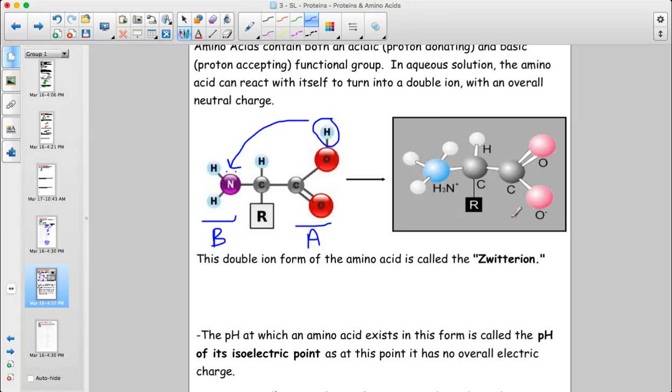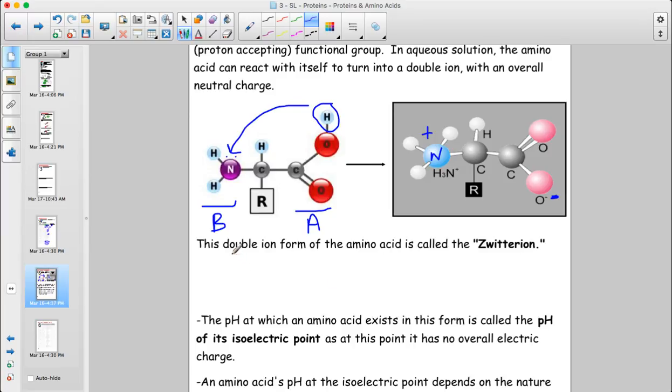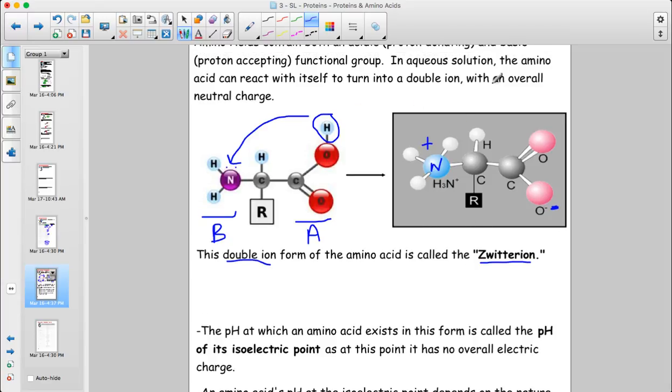And you form this structure on the right. So notice the proton has moved to the nitrogen over here. This is the nitrogen atom. And so now that H plus has given the amine group a plus charge because now it's NH3 plus. And over here, this oxygen lost its hydrogen. And so now this O right here has a minus charge. So in solution, amino acids can form a double ion, something we haven't really seen before, that is called a Zwitter ion.